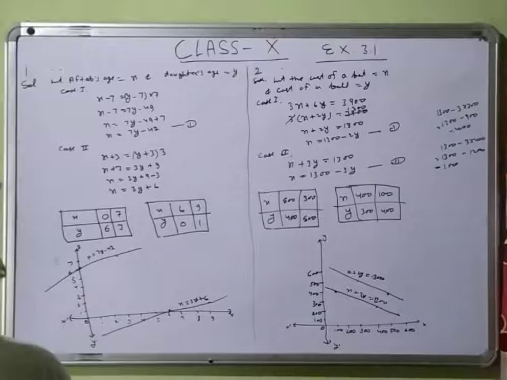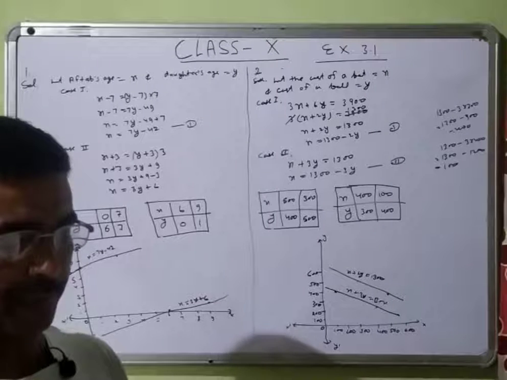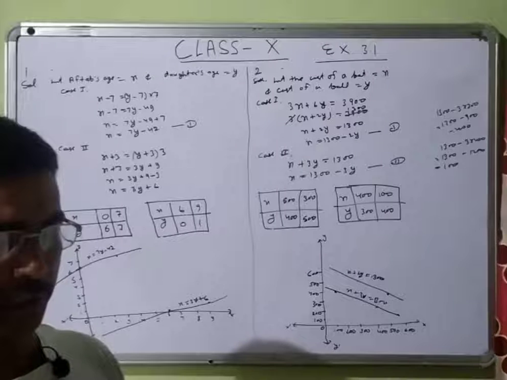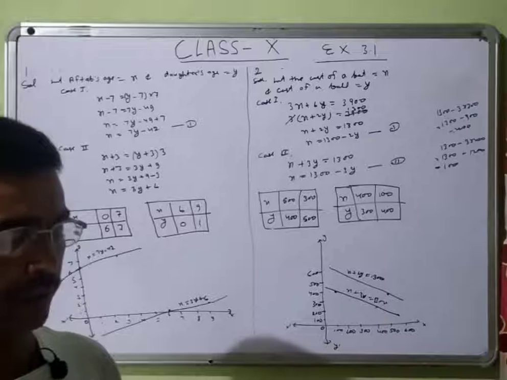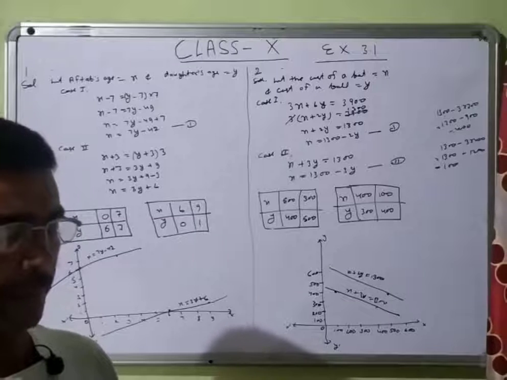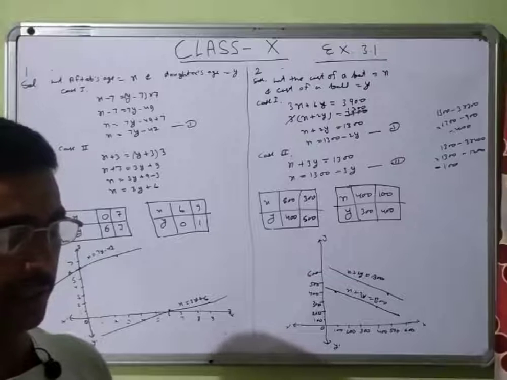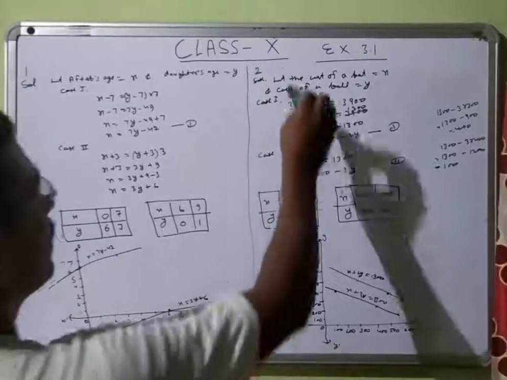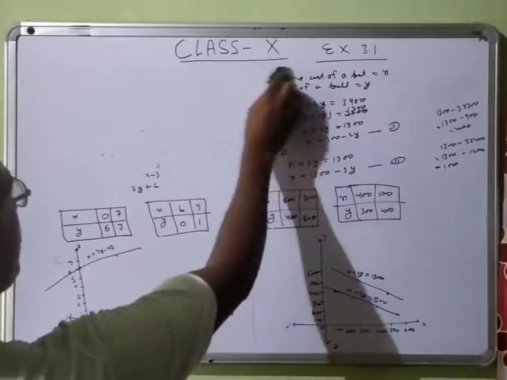And then the third question: the cost of 2 kg of apple and 1 kg of grapes on a day was found to be rupees 160. After a month, the cost of 4 kg of apple and 2 kg of grapes is rupees 300. Represent the situation algebraically and geometrically. Okay, so similarly you will be doing this one also. How will you do that? See here, just a minute.